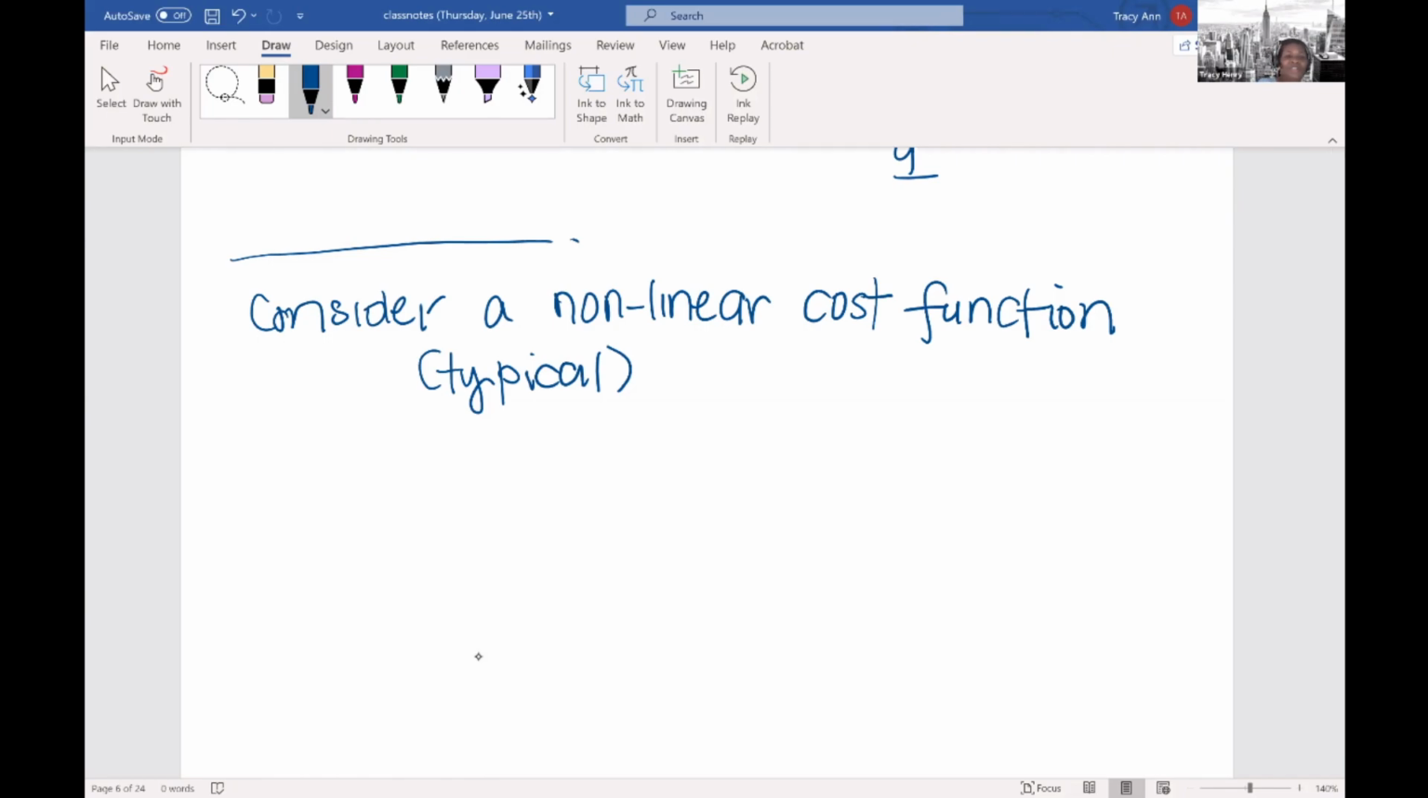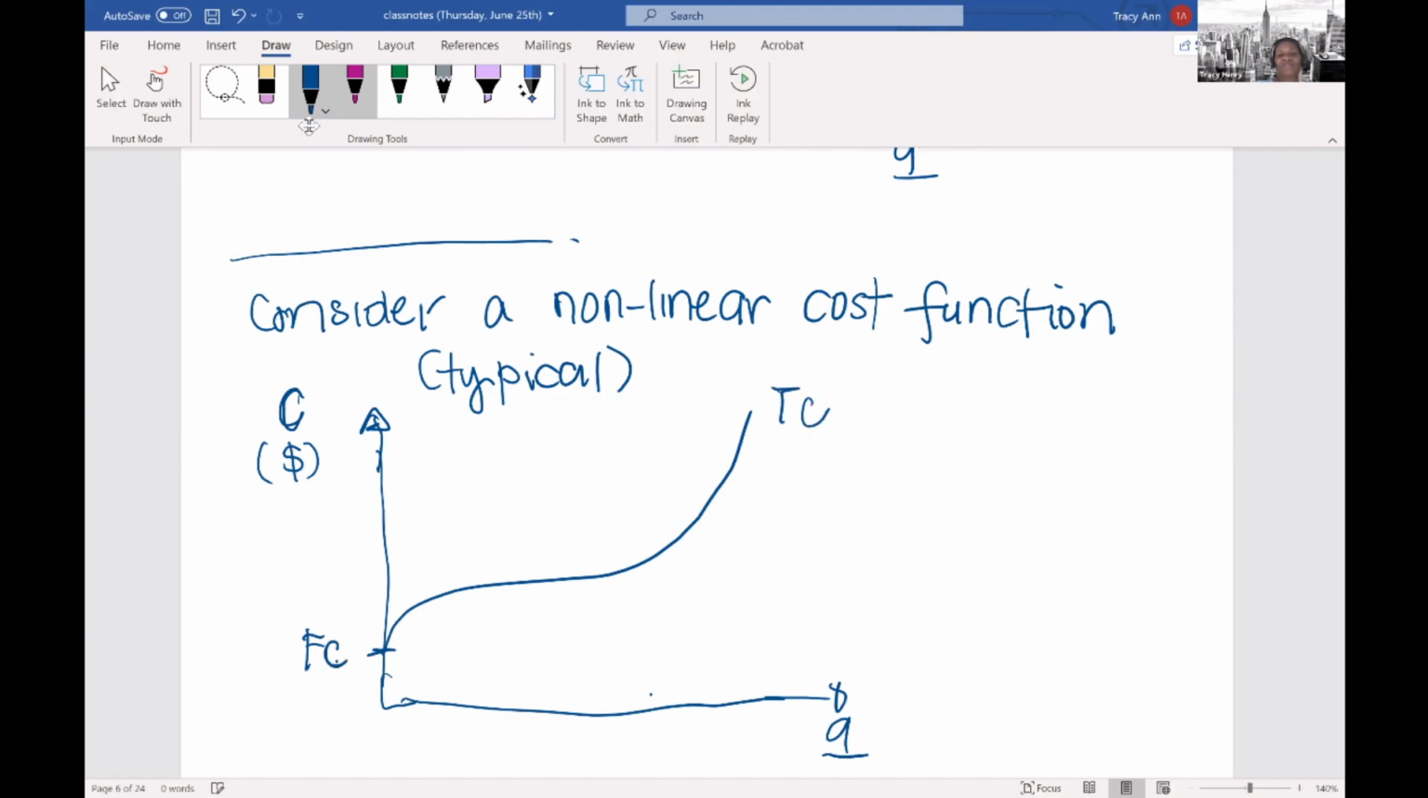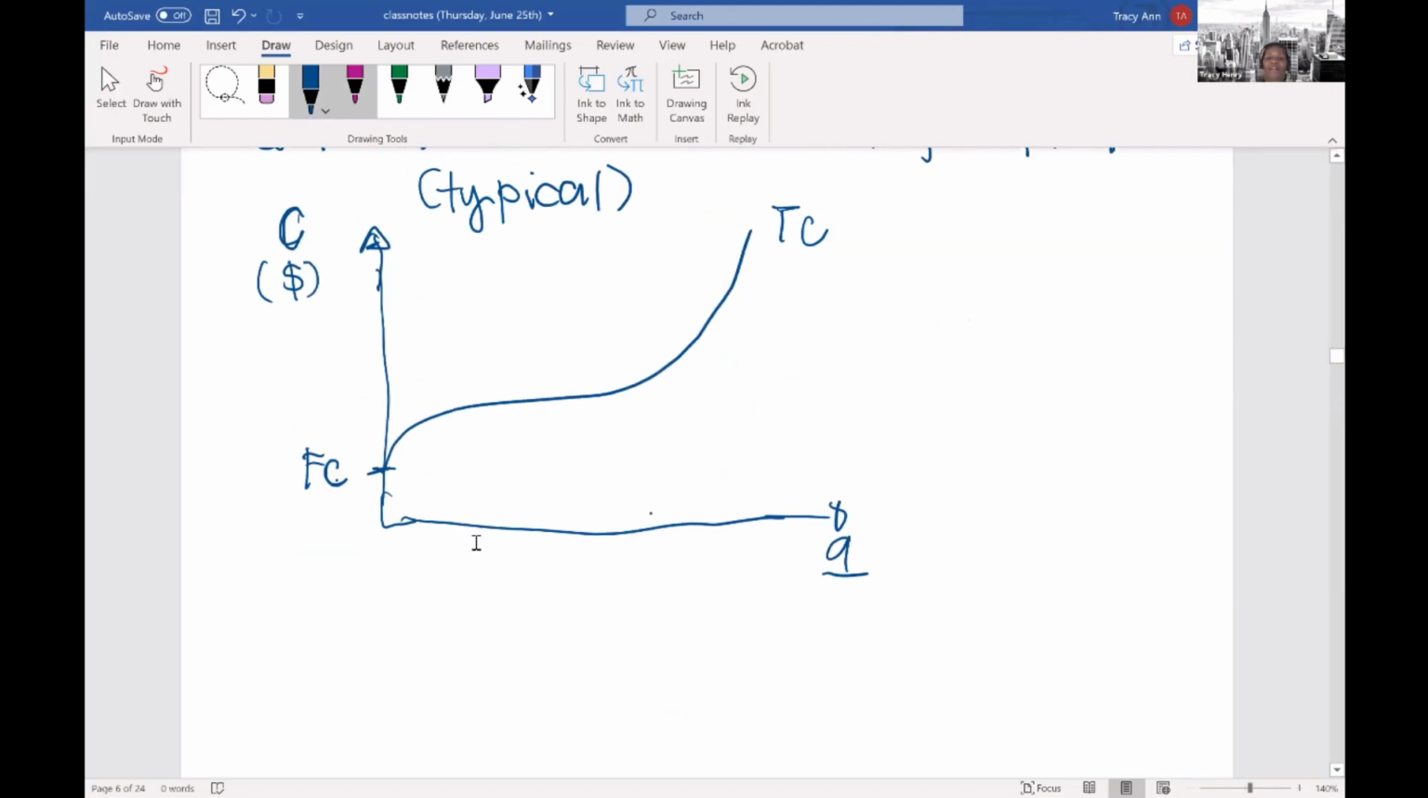In such a situation, just graphically, we'd have our cost function looking like this. This is our C, and this is our Q. Like this, where this value is, of course, your fixed cost, and this is your total cost here. And of course, if I wanted, I could do a horizontal line for my fixed cost and so forth. But we have a graph in such a manner.